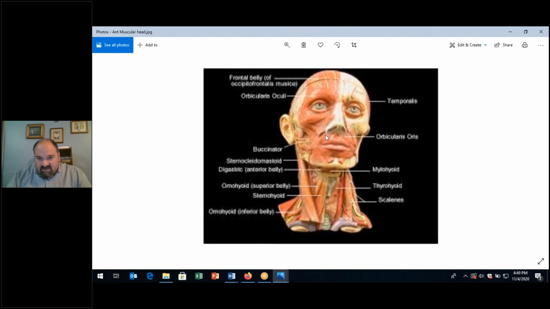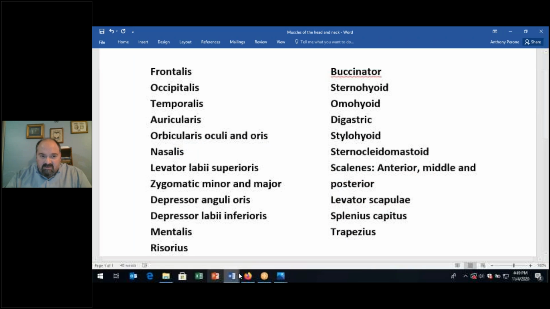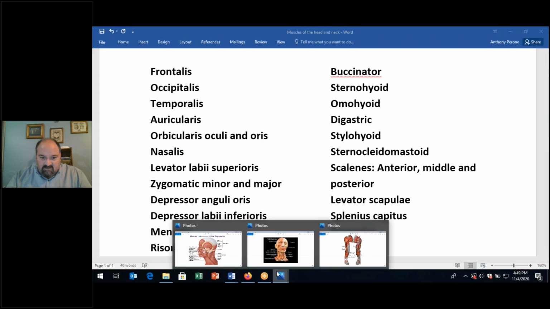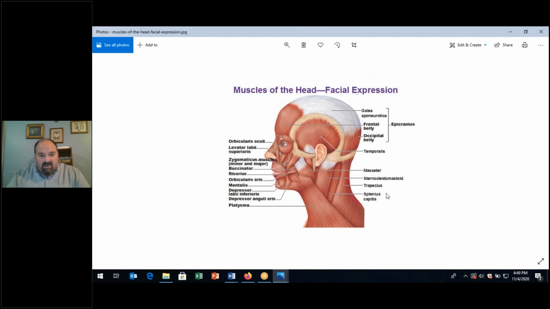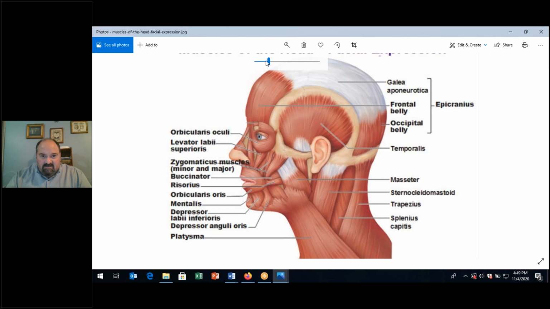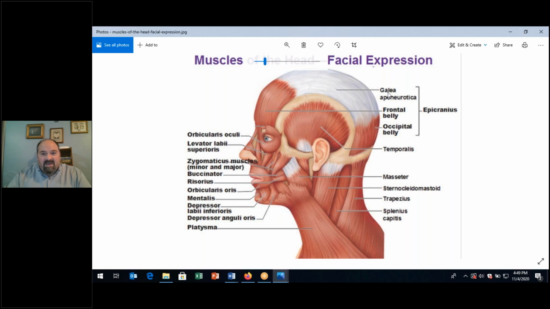Let's look at the lateral view now. So on this lateral view, let's increase this a little bit. Yeah, so here you see where it says the galea aponeurotica, right?